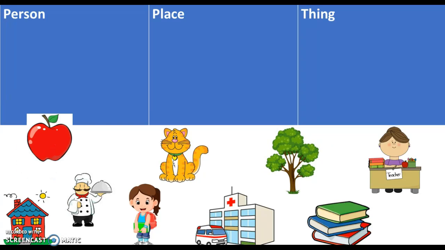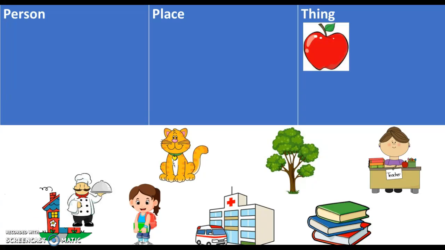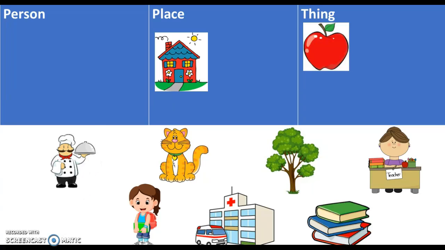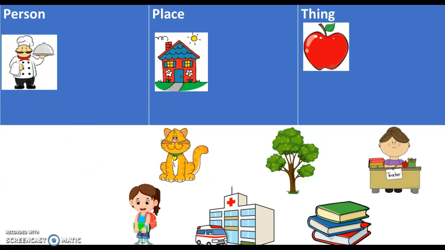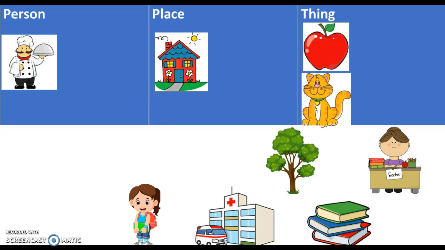So let's start with the apple. The apple is a thing. A house is a place. The chef is a person. The cat, which you may have had trouble with, is actually a thing. So all animals would go under the thing category.